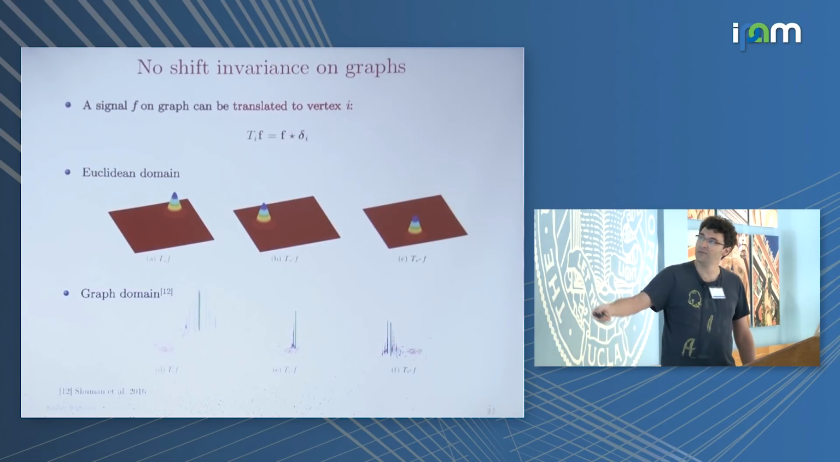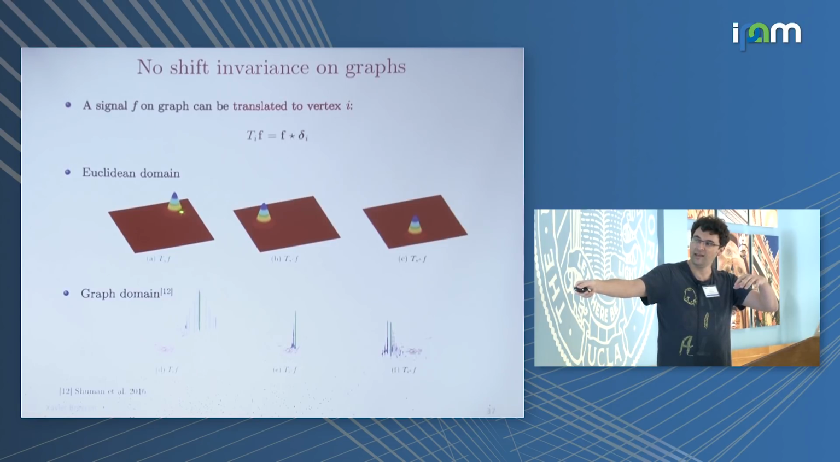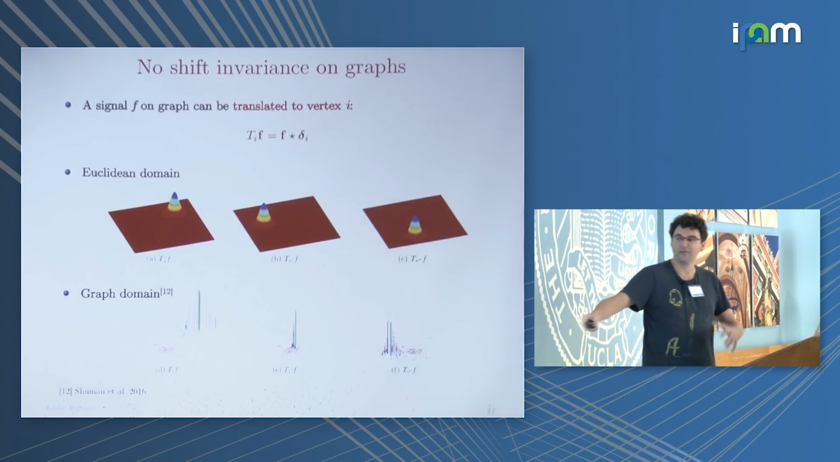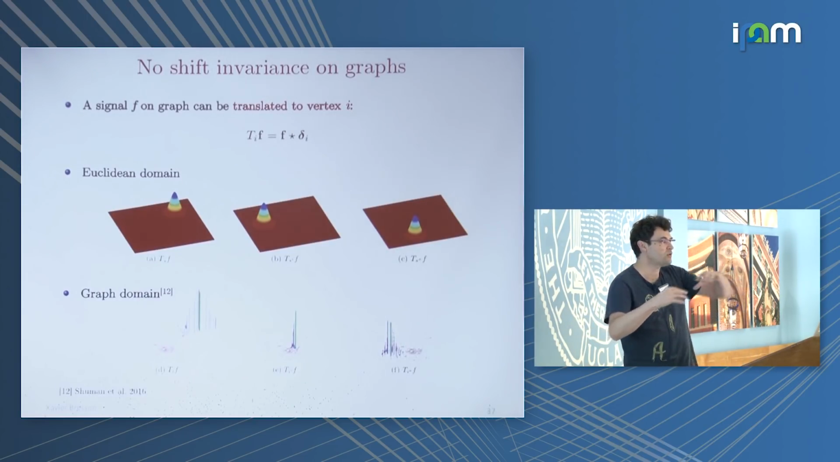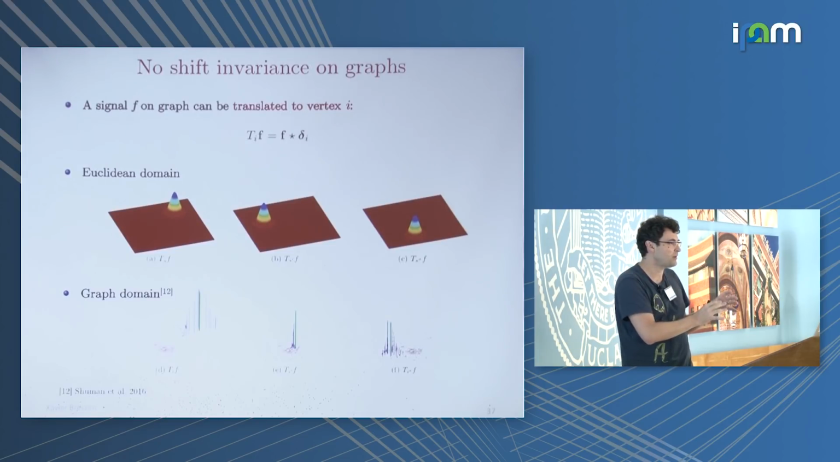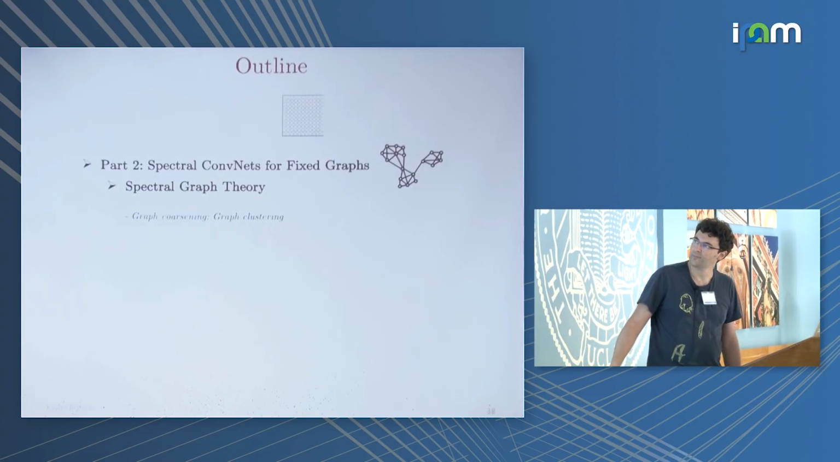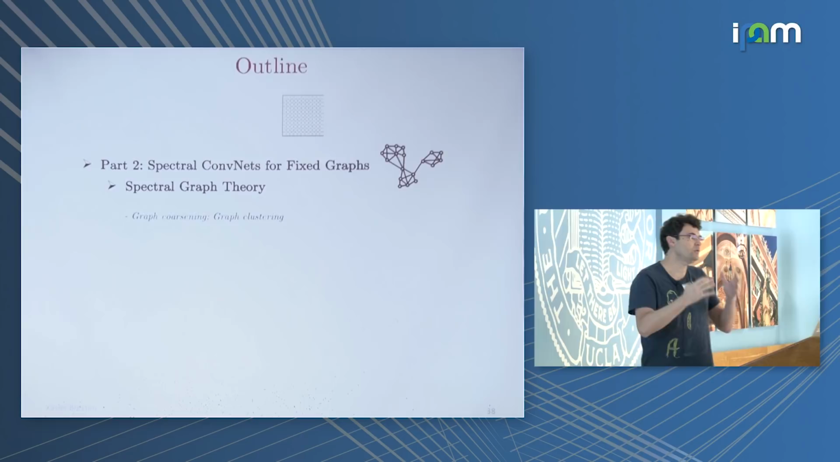So this is not shift invariant because of that. If you want to move, for example, a Gaussian function on the Euclidean domain, the shape will not change. But on the graph, the structure is not homogeneous, so the Gaussian will change its shape. But it's okay, it's not actually a problem. Okay, so I know how to do graph convolution.